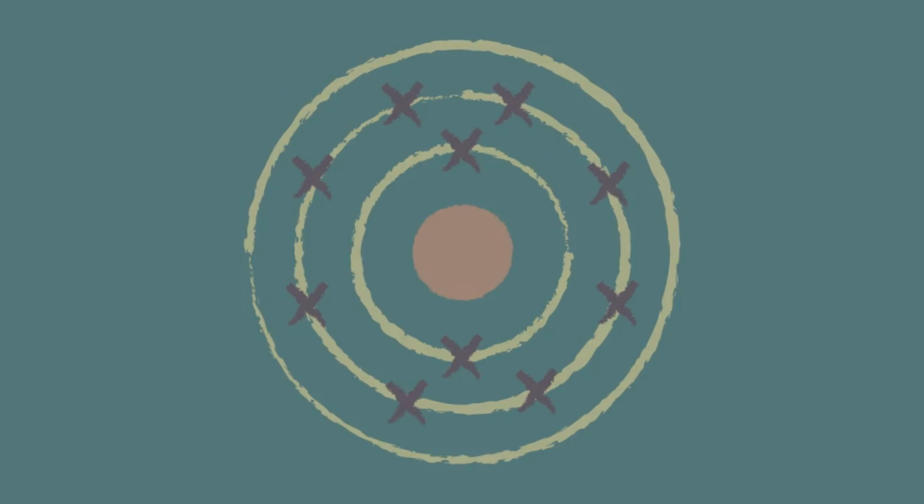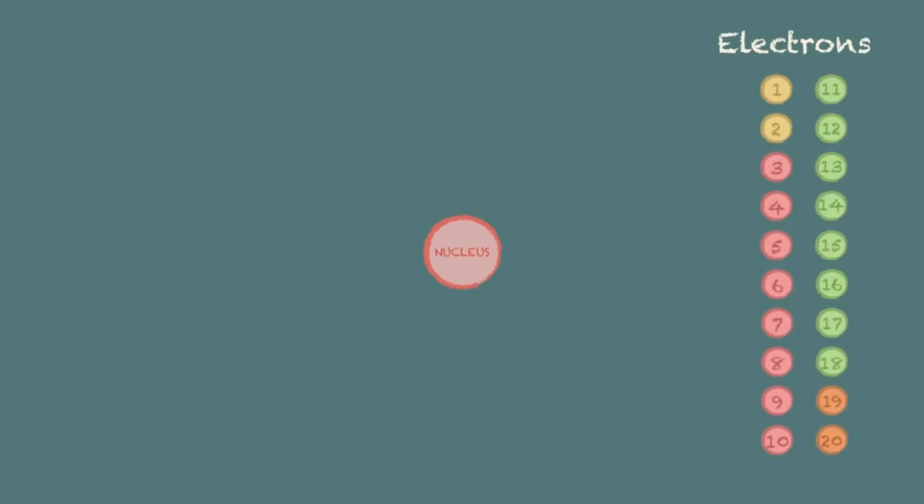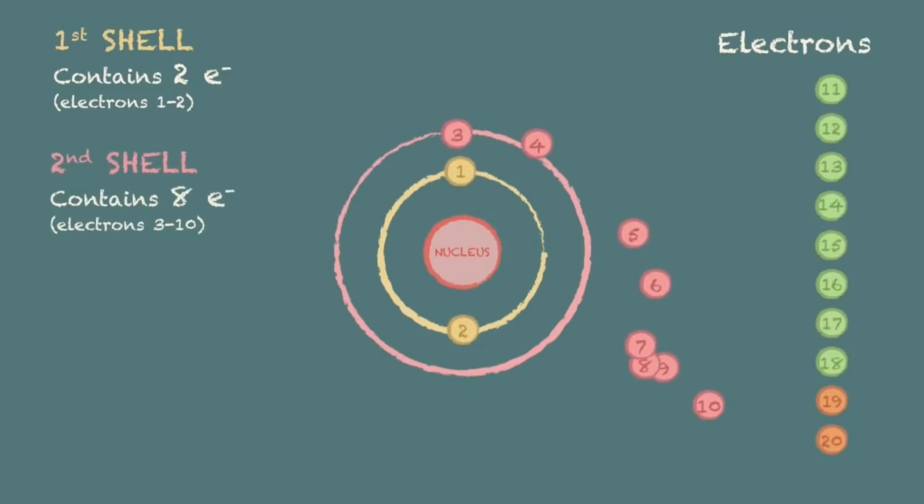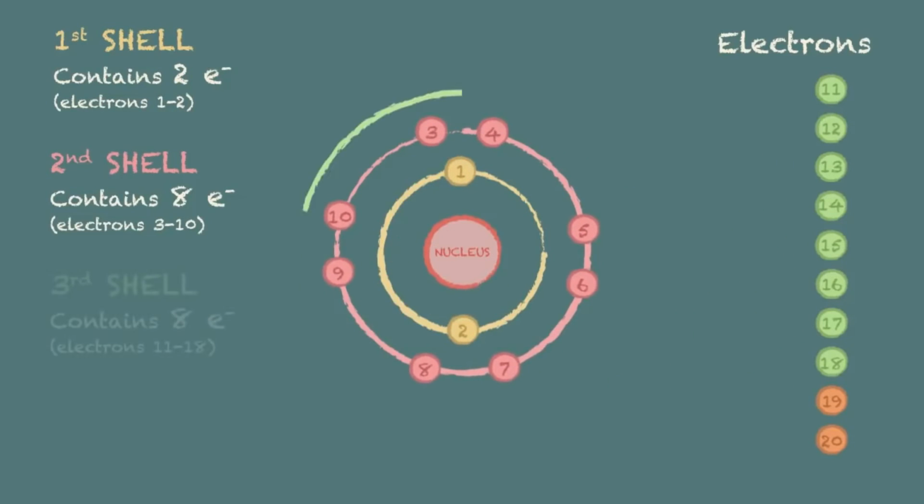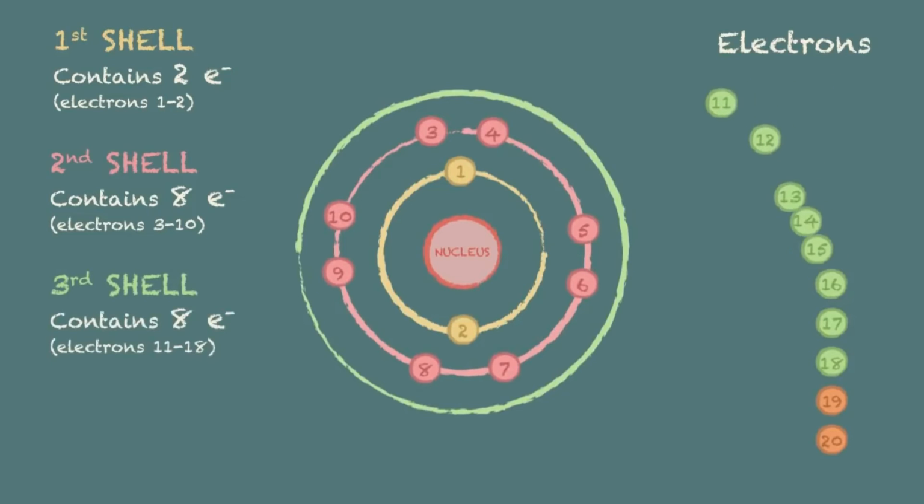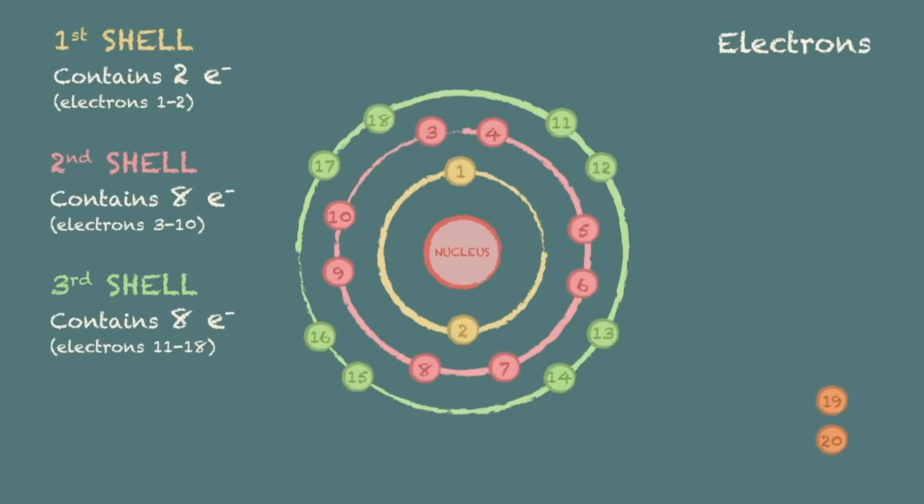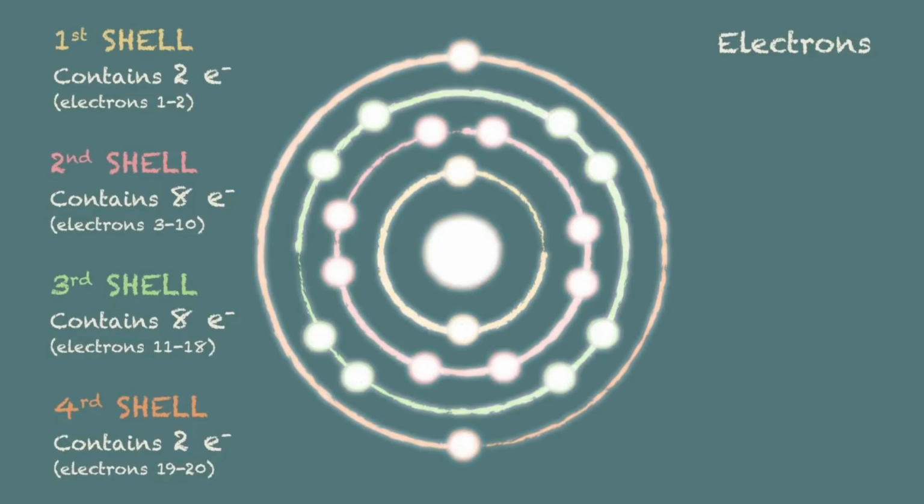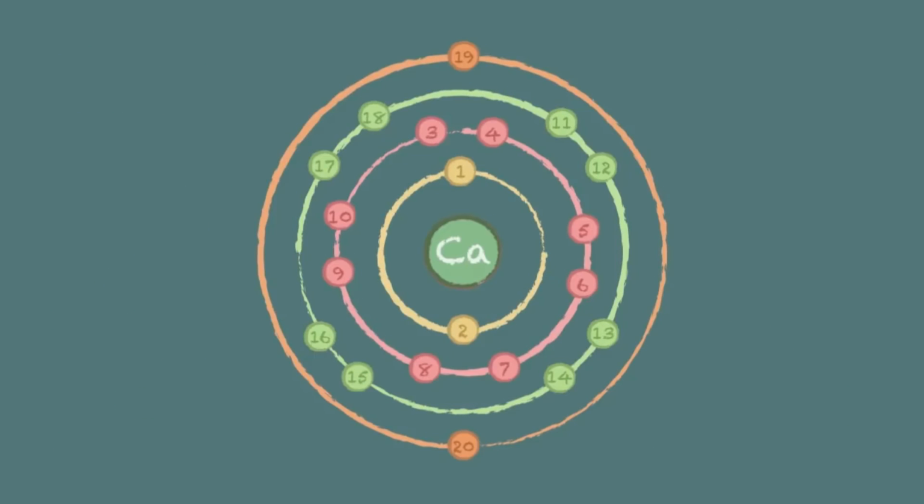And for your level, as I said earlier, you just need to study the electronic configurations of the first 20 elements. So for these 20 elements, the first shell can contain a max of 2 electrons. The second shell can have a maximum of 8 electrons, and the third shell also has a maximum of 8 electrons for these 20 elements. And the 19th and the 20th electrons go into the fourth shell. And this would actually represent the calcium atom.